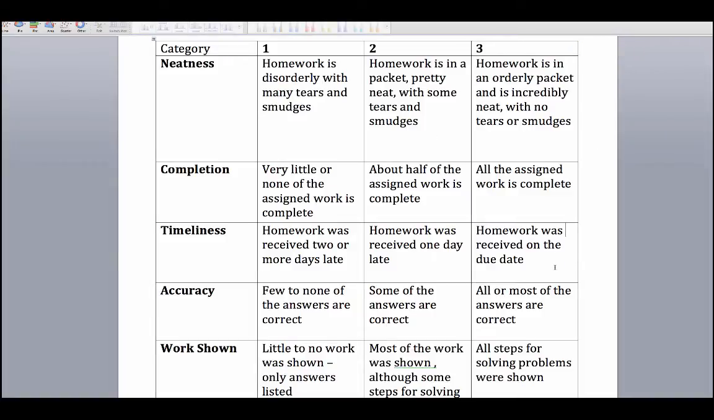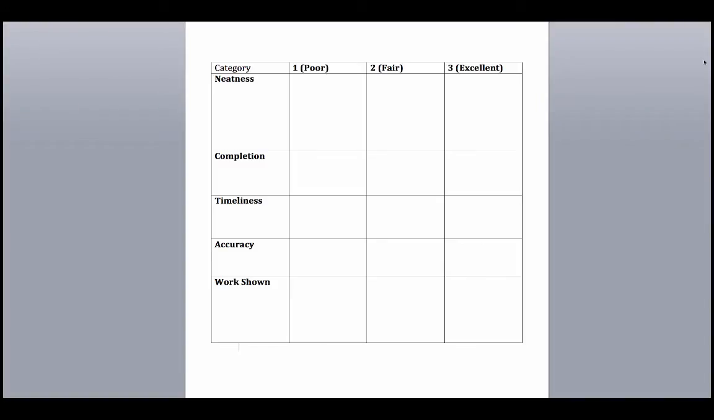So this is a fully completed rubric, an example of how to fairly grade a math homework assignment using a rubric. We're going to look at how this rubric is built, and then we will return to the fully completed rubric to decide how to appropriately grade a sample of math homework. So this shows us a skeleton of a rubric for math homework. The developer of the rubric has decided in this case that neatness, completion, timeliness, accuracy, and work shown are important criteria or categories for grading math homework.